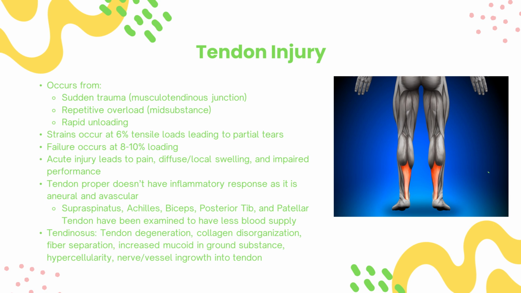Acute injuries to the tendon do lead to pain, localized or diffuse swelling of the area, and then impaired performance. Now, again, this could be due to the musculotendinous junction being injured and promoting that inflammatory response, or the epitendon and endotendon creating that inflammatory response. As I stated, because the mid-substance is aneural and avascular, the tendon proper itself does not have that inflammatory response. Studies have shown that the supraspinatus, the posterior tib, the Achilles, the biceps, and the patellar tendon all have reduced blood supply.